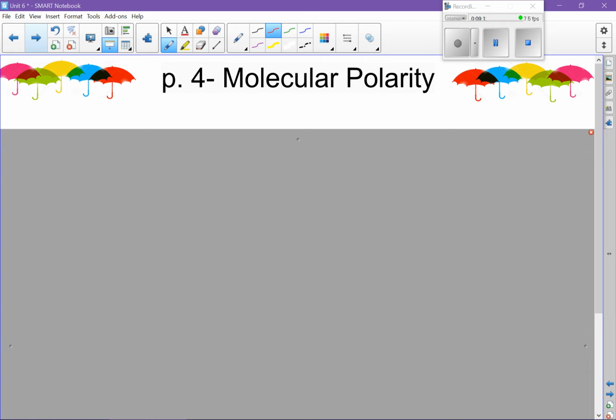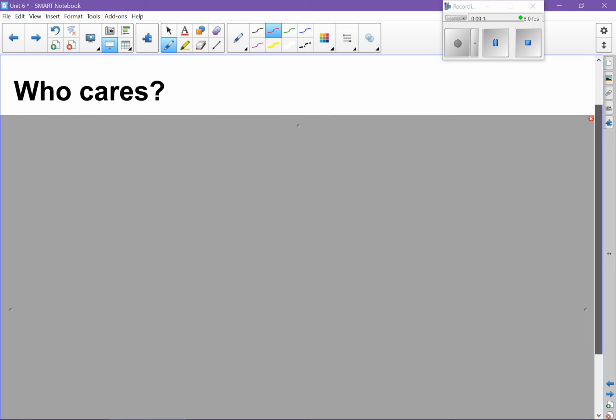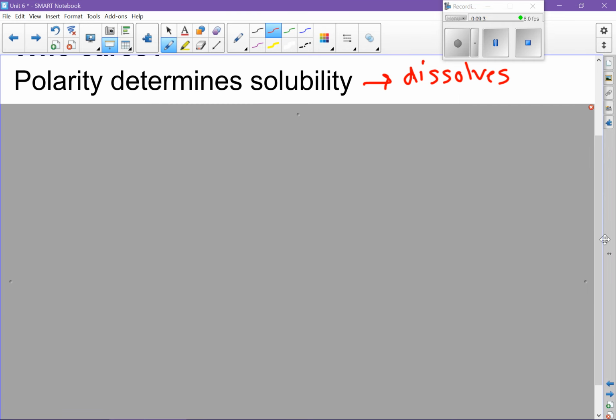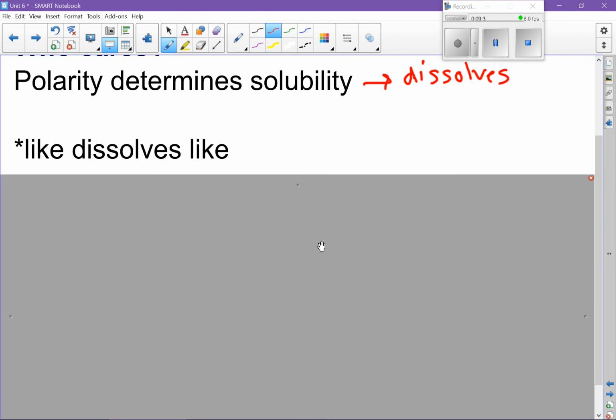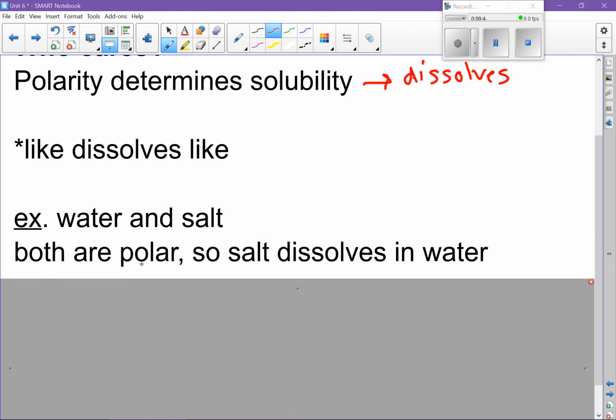Okay? Lastly, who cares? Why are we bothering to learn about this? This actually happens a lot out in the real world and you didn't even notice it. Polarity determines solubility. Remember, solubility means what can dissolve. So, there are some things that dissolve with each other and some things that don't. So, for example, like dissolves like. What that means is I can put water and salt together, and salt dissolves in water, like the ocean, right? So, both of these are polar, water and salt. Because like dissolves like, the salt will dissolve when you put it in the water. They are both polar molecules.